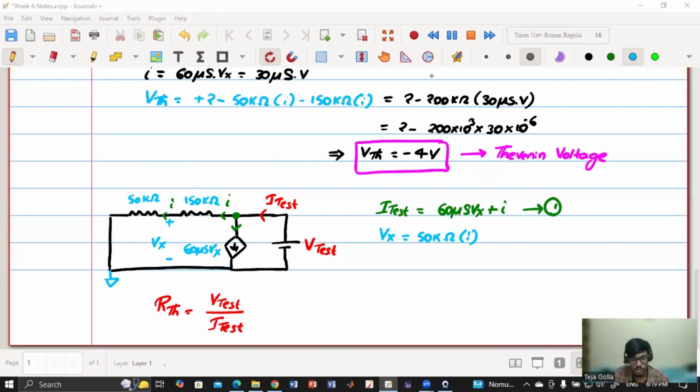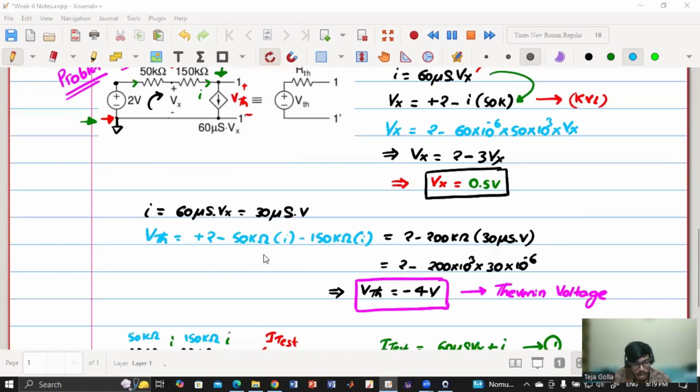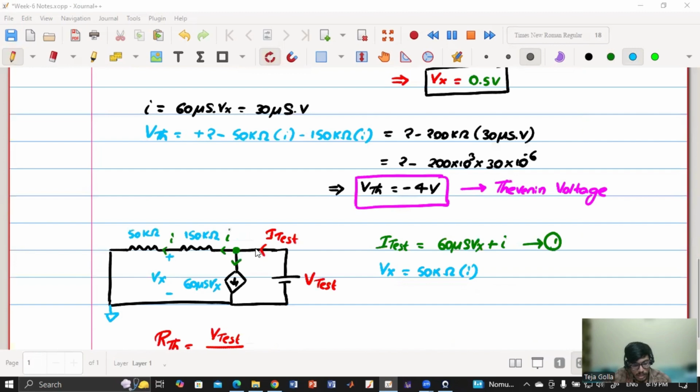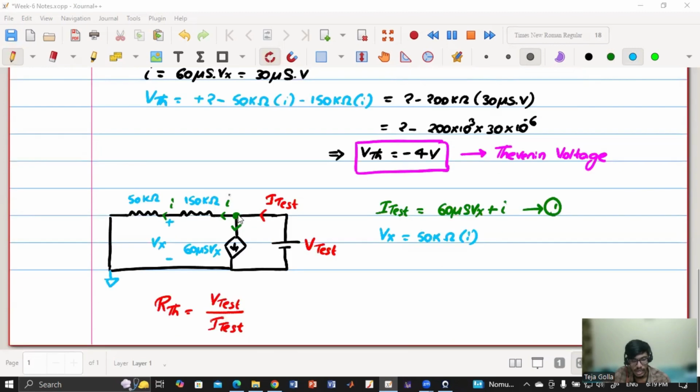No, no. We are considering a test voltage to find RTH because, say this, how do I find the impedance across this current source? I cannot do that, right? What will be the effective resistance across these two terminals? So these are my 1 dash terminals. How will I find the resistance across these two terminals when there is a current source? I cannot do that, right?